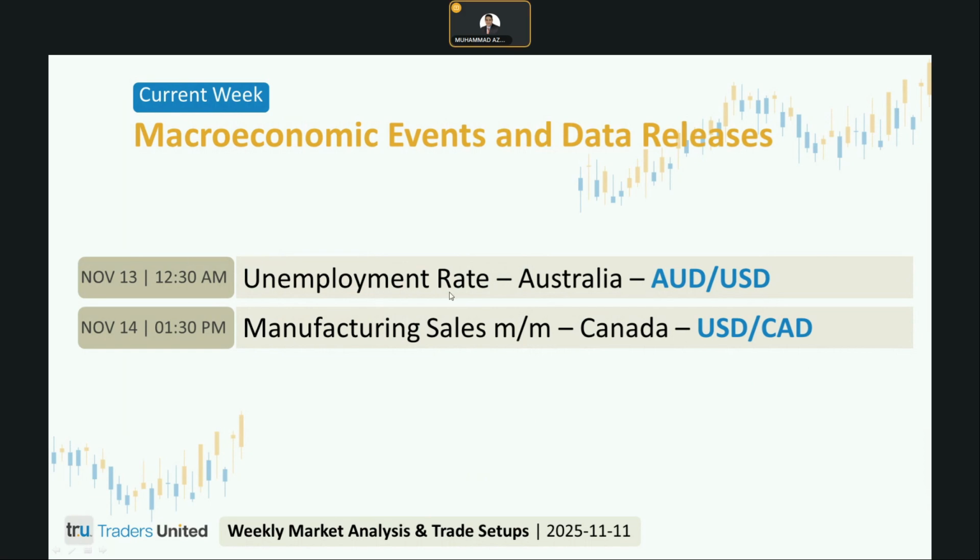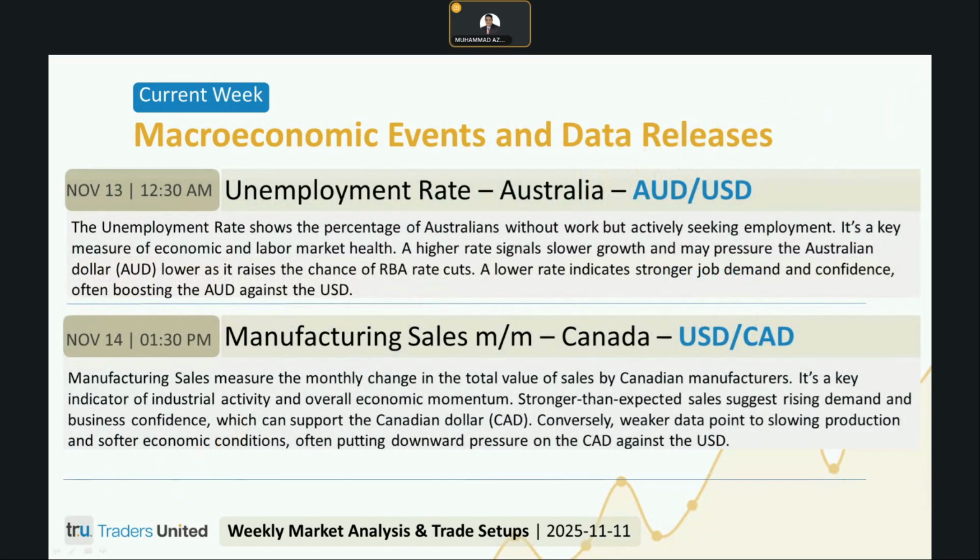Unemployment rate Australia. What is the unemployment rate? Let's discuss it a little bit. The unemployment rate measures the percentage of Australians who are without work but actively seeking employment. It is a key gauge of economic and labor market health, showing how strong or weak the labor market is and how it may influence monetary policy by the Reserve Bank of Australia.